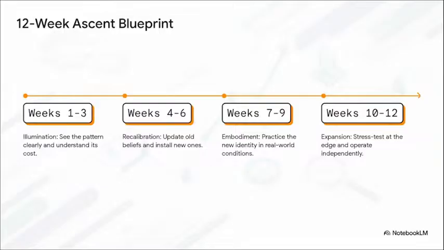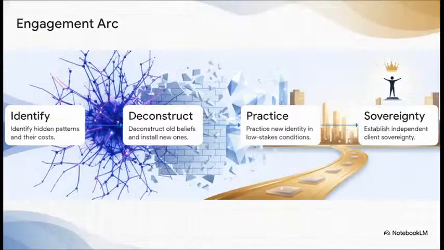When a client sees this full 12-week blueprint laid out, they finally understand the real value of their commitment, and honestly, the risk of them ghosting you drops to near zero. Let's briefly walk through what actually happens inside those steps. In step 1, illumination, the client is identifying their hidden patterns and facing the true real-world costs of those patterns. In step 2, recalibration, you're stepping in to help them deconstruct those old limiting beliefs and physically install new ones right at the identity level.